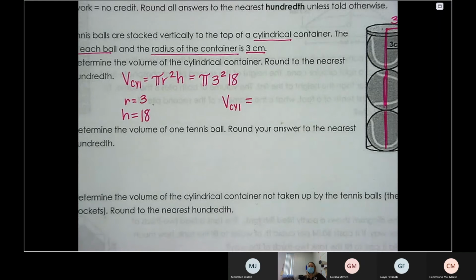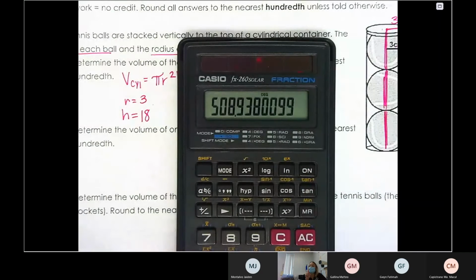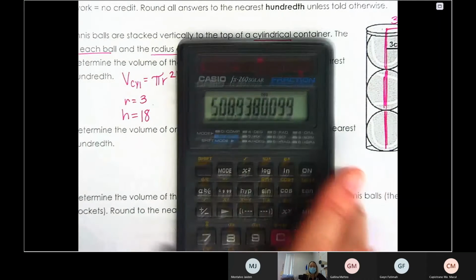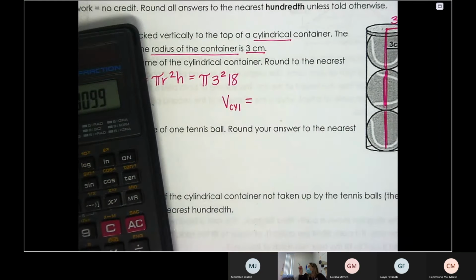So you're doing pi times 3 squared times 18. What did you get? Beautiful. I even like that you said centimeters cubed. So I got 508.93, and then the number after the 93 is an 8, so you round it up to be 94. So the volume of the cylinder, and notice that I wrote a little C next to it to show that it's the cylinder volume, right?